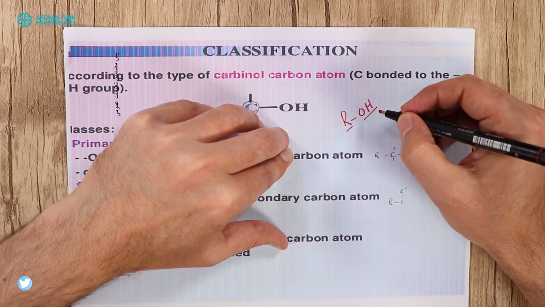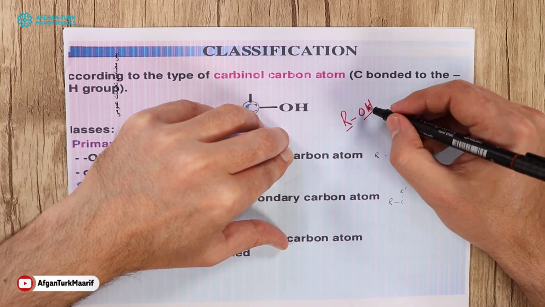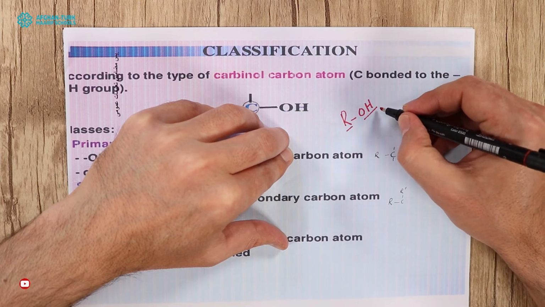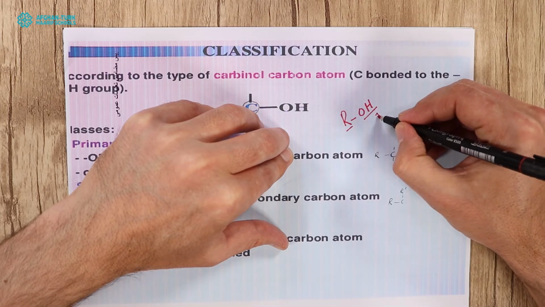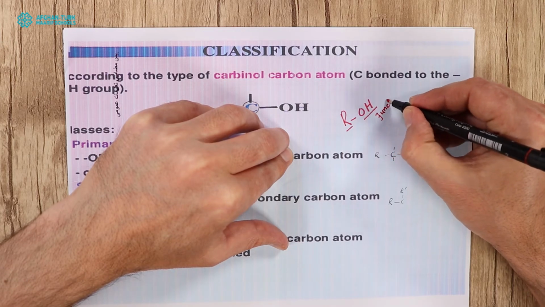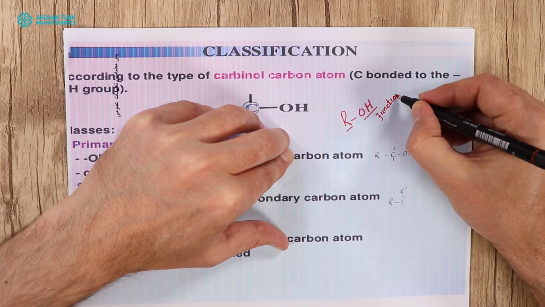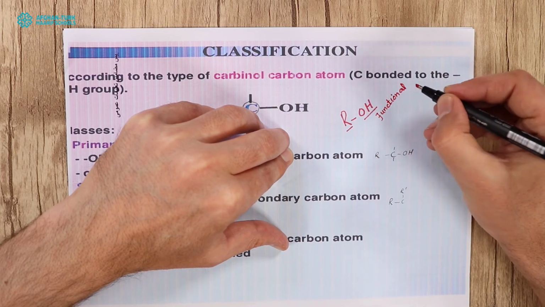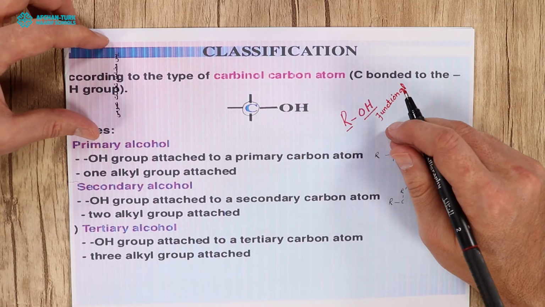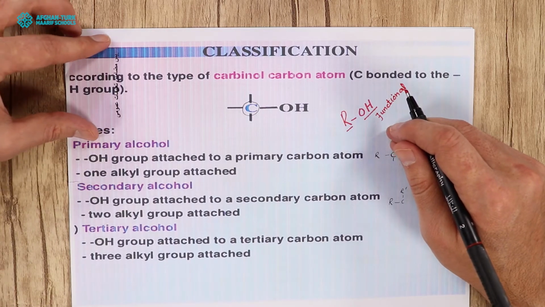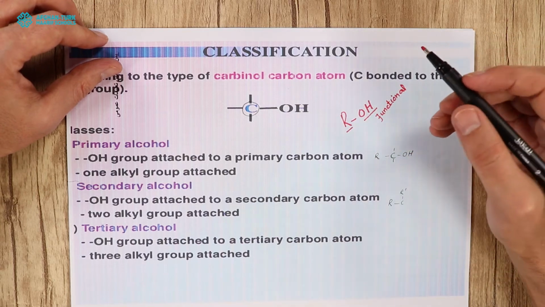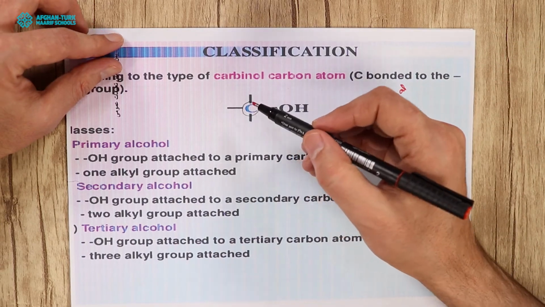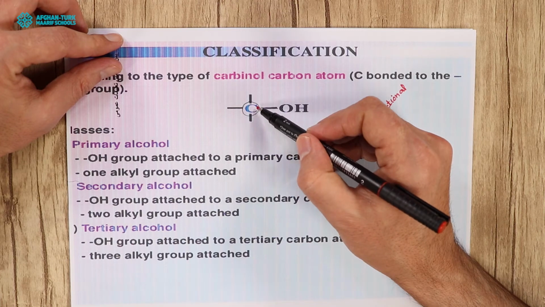Keep in mind that OH is the basic functional group of the alcohol family. Whenever you see OH in organic compounds, it means the compound must belong to the alcohol family. Look here. This is a carbon.